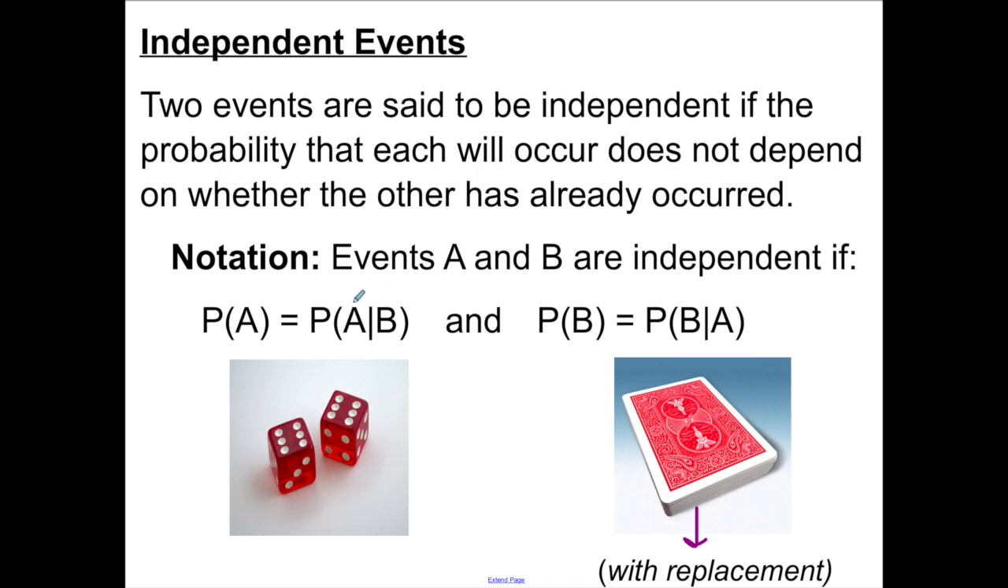In other words, if you do the conditional probability with respect to B, it doesn't do anything to the overall probability. And the same the other way around. And that's what it means verbally, right? The probability is the same regardless of whether B has happened. So if B has happened, the probability of A remains exactly the same, and vice versa.